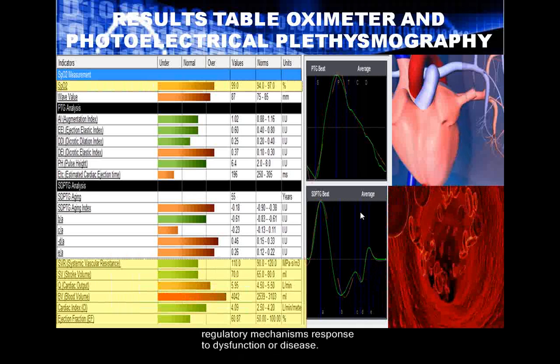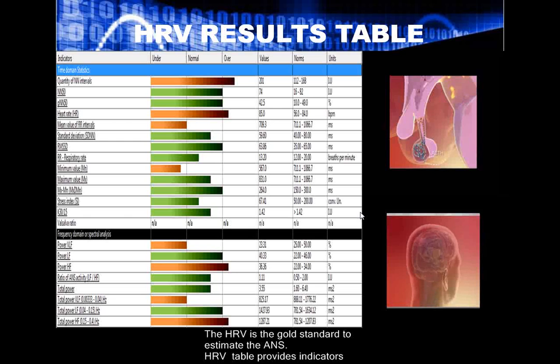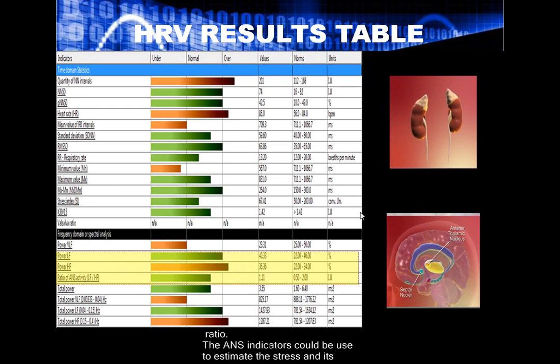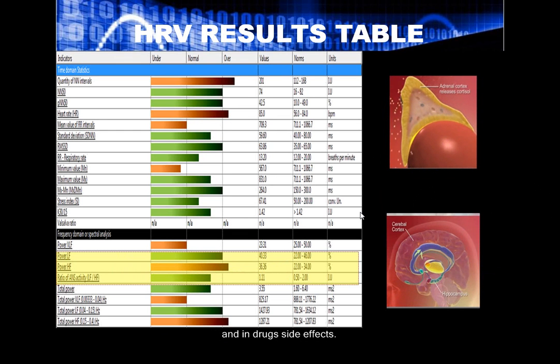The heart rate variability, HRV, analysis is the gold standard to estimate the autonomic nervous system. The HRV table provides indicators from the sympathetic system and parasympathetic system. The autonomic nervous system indicators could be used to estimate stress and its consequences, and drug side effects.